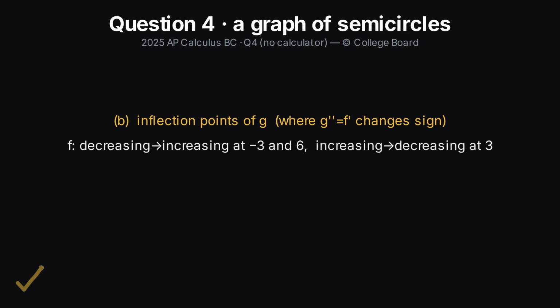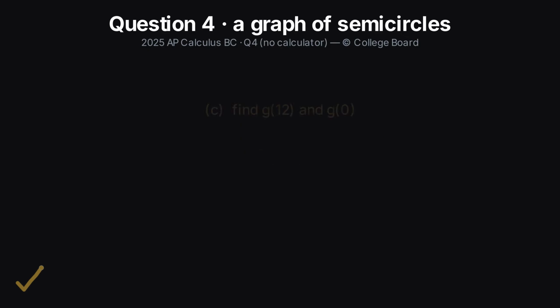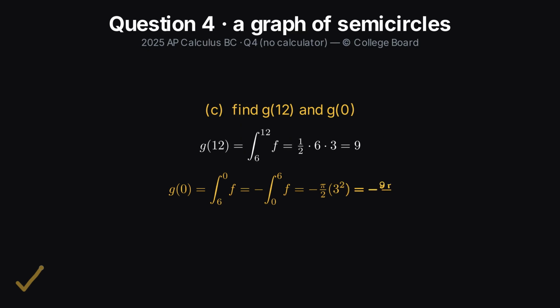Part B. G has inflection points where g double prime, which is f prime, changes sign. That happens at x equals -3, 3, and 6. Part C. G of 12 is the triangle 1/2 times 6 times 3, 9. And g of 0 is minus the upper semicircle's area, -9 pi over 2.